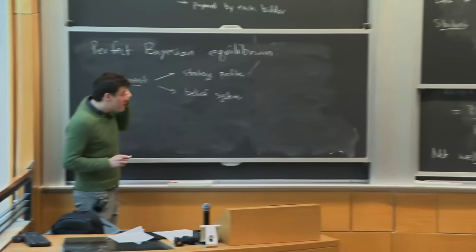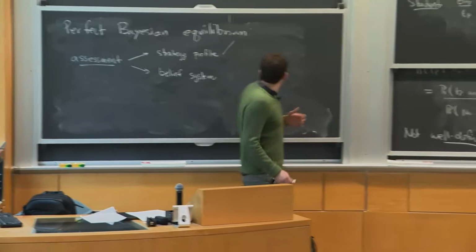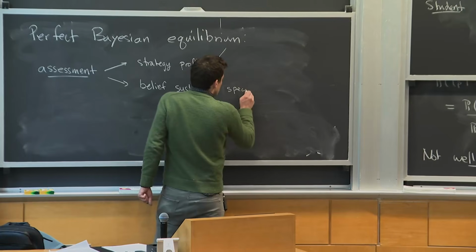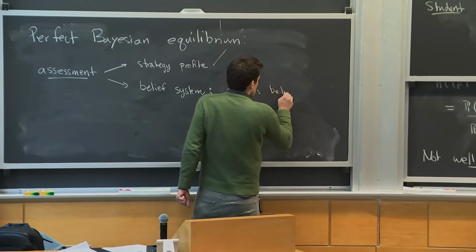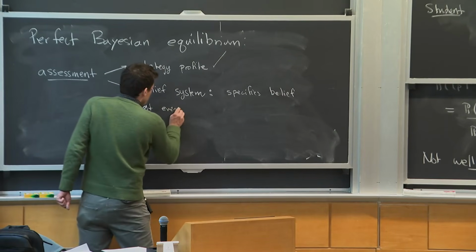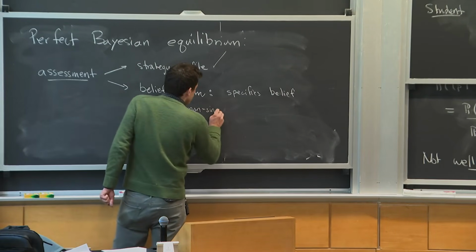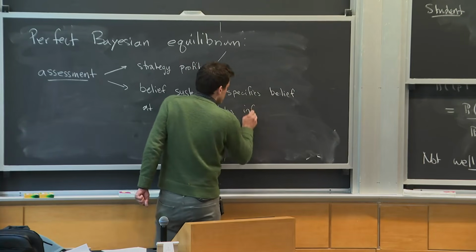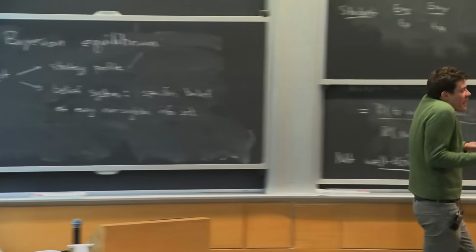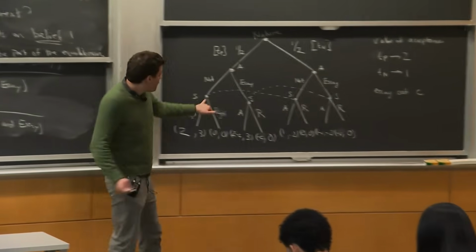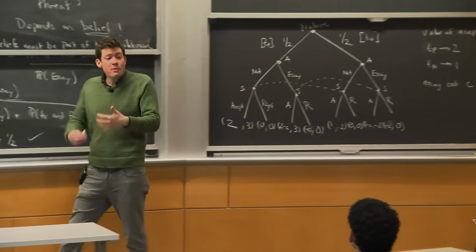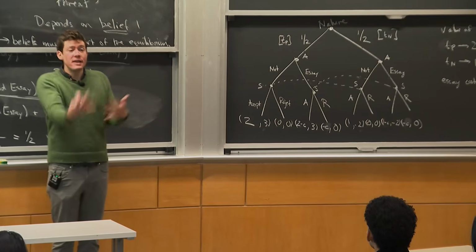Now a belief system specifies a belief at every non-singleton information set. Okay? So a lot of the information sets are singletons. I don't need to specify a belief here. I only need to specify a belief at an information set that contains multiple nodes. And what is a belief? A belief is going to be a probability distribution over the nodes in that information set.